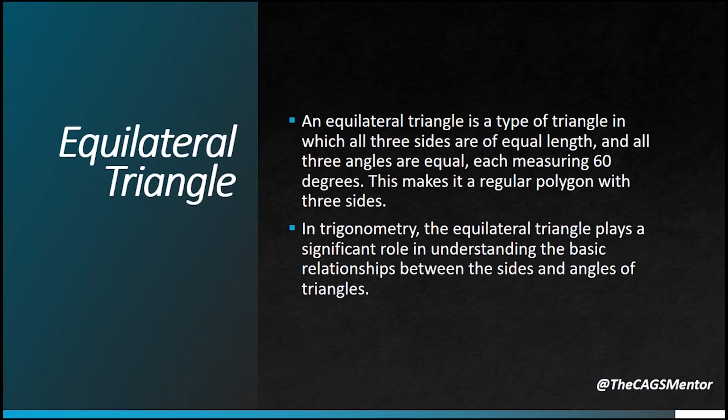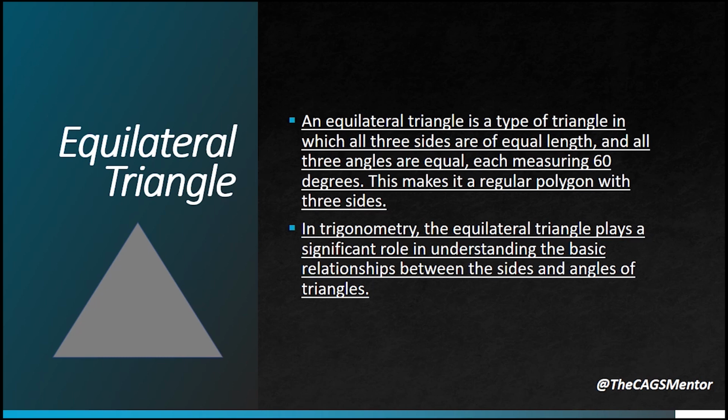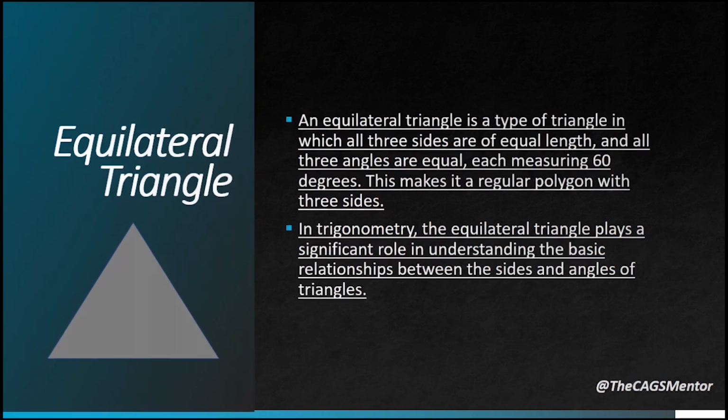An equilateral triangle is a type of triangle that has all three sides equal in length, and all three angles are equal, each measuring 60 degrees. This makes it a regular polygon with three sides. In trigonometry, the equilateral triangle plays a significant role in understanding the basic relationships between the sides and angles of a triangle.